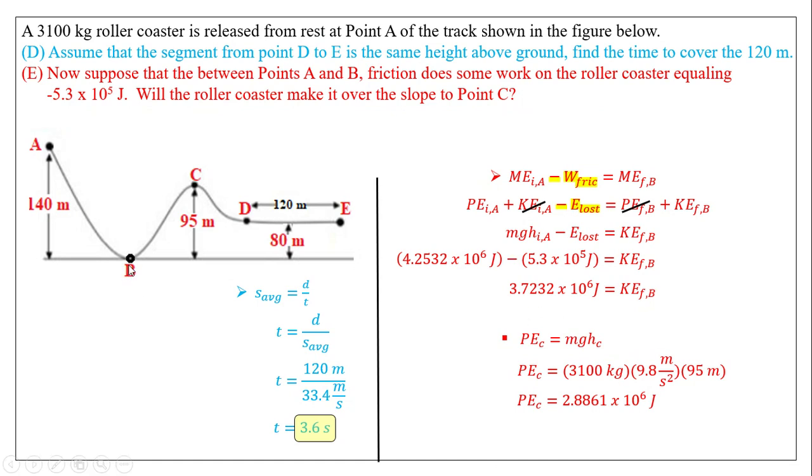So by the time you get to point B, you have this much energy, 3.7232 times 10 to the 6 joules. But this is all you need to get over the hump at point C. You only need 2.8861 times 10 to the 6. Well, 2.8861 times 10 to the 6 joules is less than what you have. So you're going to make it over the hump. Okay. So I would like to say that the kinetic energy exceeds what you need in order to get over the hump. All right. So other than that, the answer for part E would be yes, it will make it over the slope at point C, because the kinetic energy you have at point B exceeds the potential energy that's needed at point C. All right.